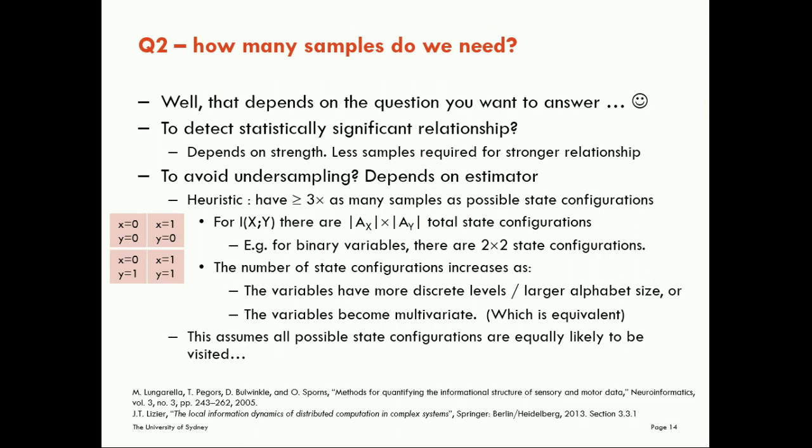Coming back to the criteria itself, in all of the above, we've assumed that all possible state configurations are equally likely to be sampled. This is an easy approach to take. It's easy to heuristically calculate the number of samples required or to design the number of joint variables we can analyze in this way. But it's not necessarily always the case that all possible state configurations are equally likely, or indeed even occur at all.